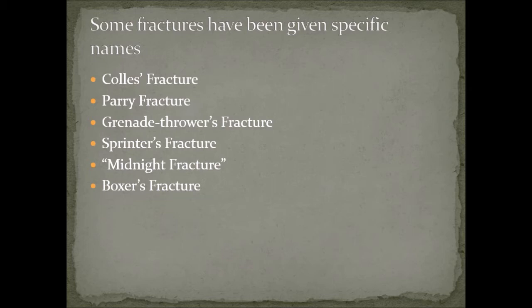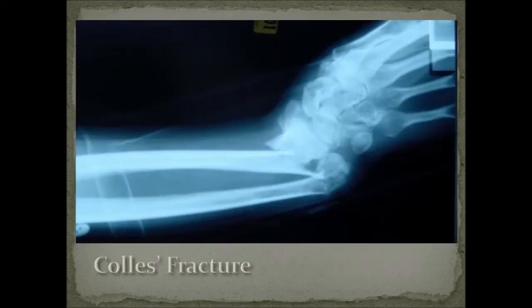The other ones, though, other than sprinter's fracture, are associated with interpersonal violence, not Colles fracture. Colles fracture is often mistaken for a Perry fracture, and we're going to talk about why that is and how they're different in a minute.